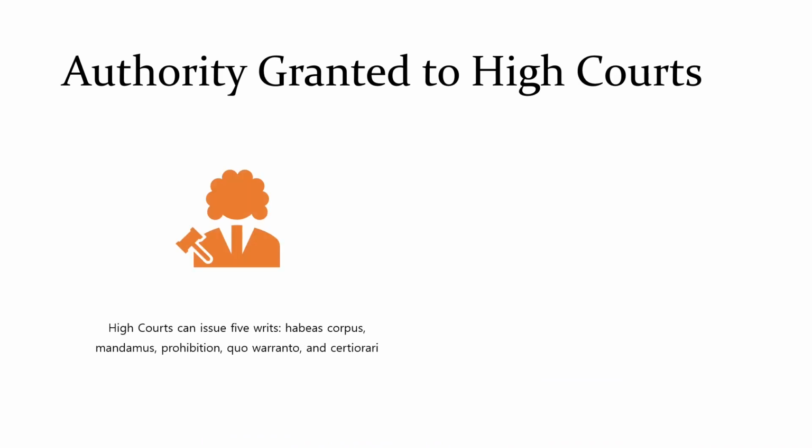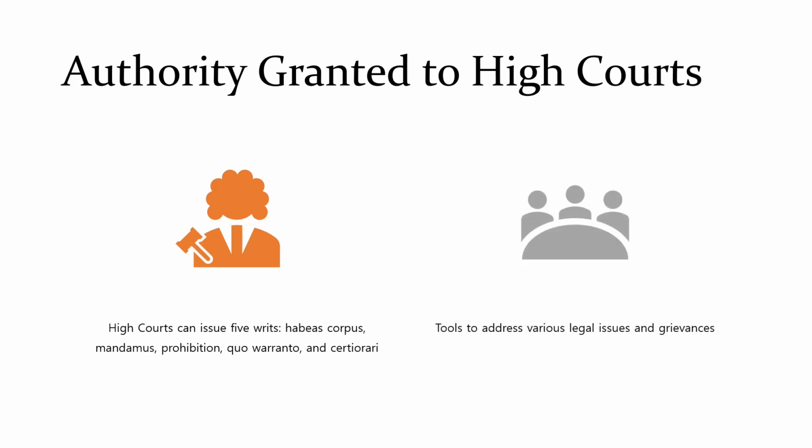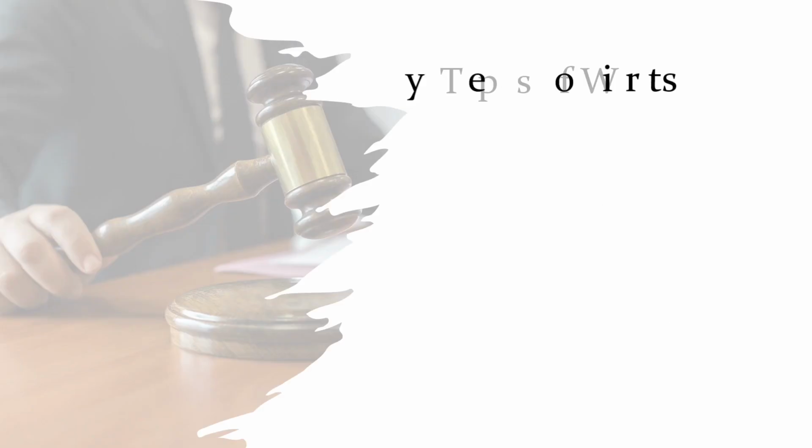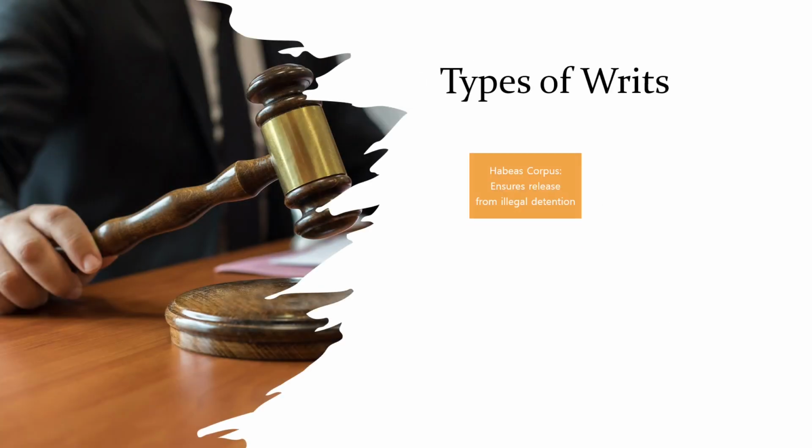They are habeas corpus, mandamus, prohibition, quo warranto, and certiorari. These writs serve as tools for the High Court to address a wide range of legal issues and provide remedies for various types of grievances. Types of writs. Habeas corpus. This writ is used to secure the release of a person who is being held in illegal detention.